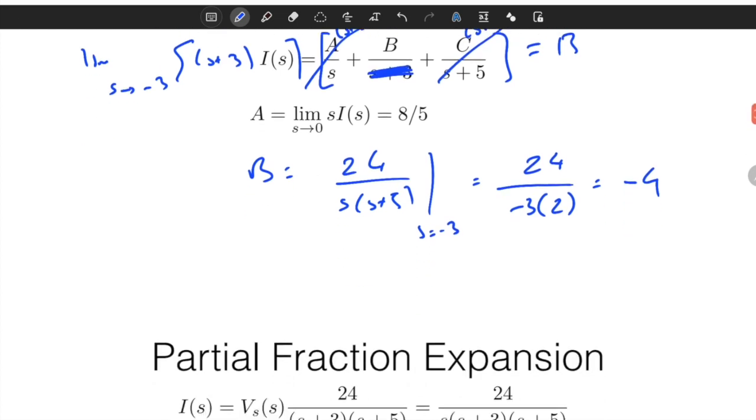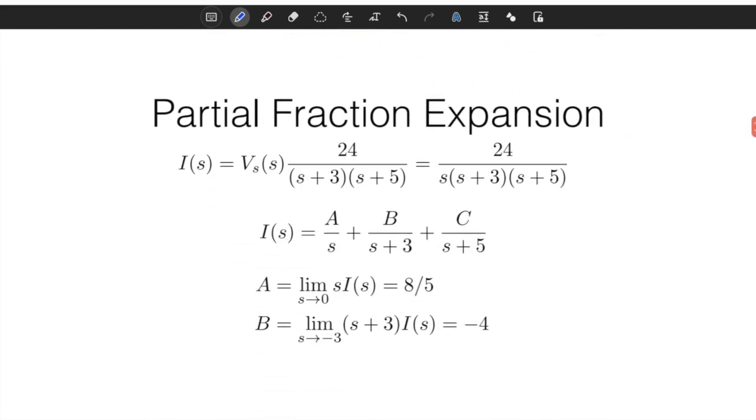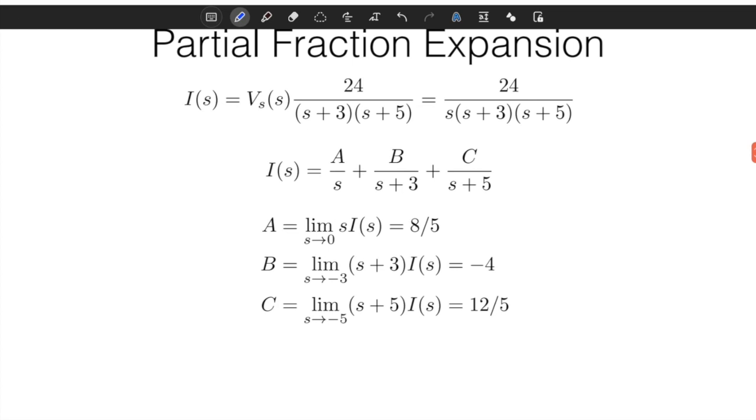Okay, that's great. If I do the same trick for C, I will obtain that C is equal to 12 divided by 5.